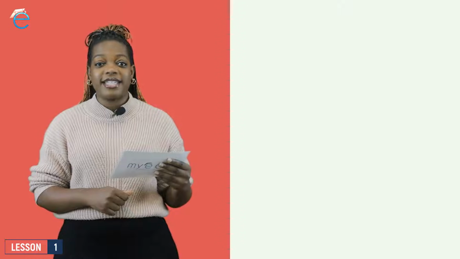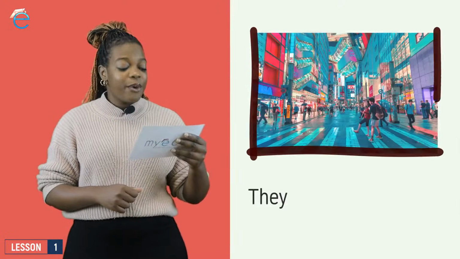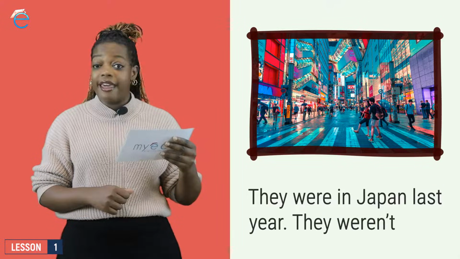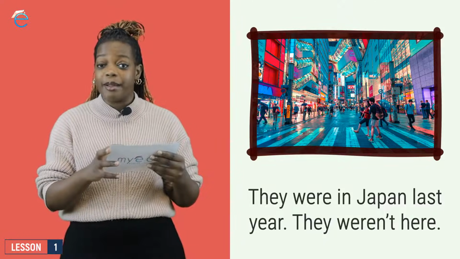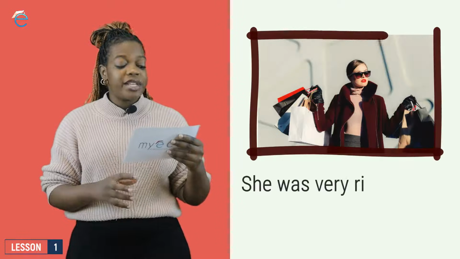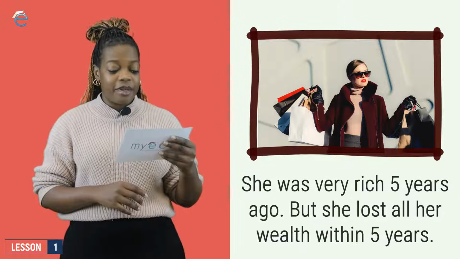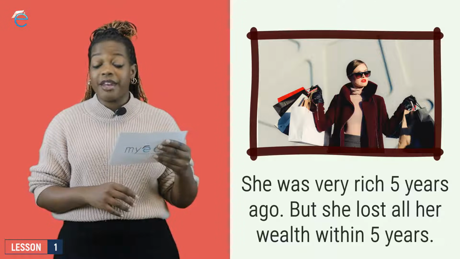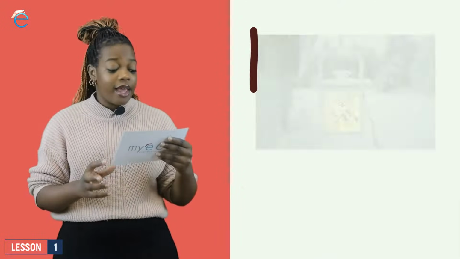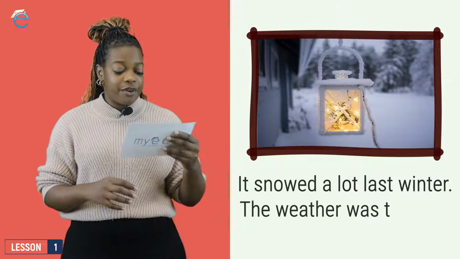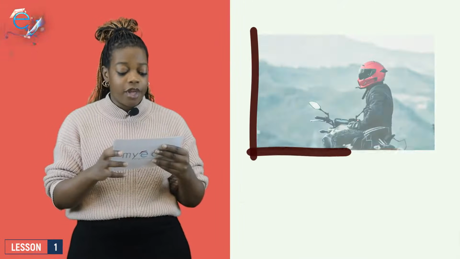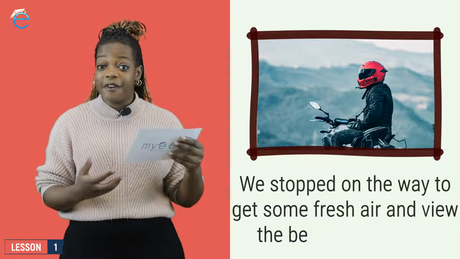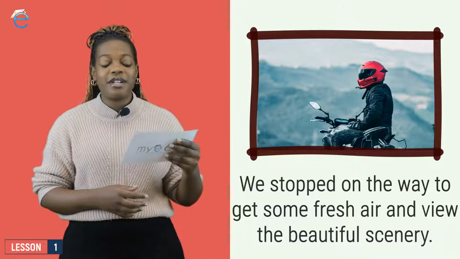Let's start off by looking at some examples of simple past tense sentences. They were in Japan last year. They weren't here. Was, were, remember, is be verb in the past tense. She was very rich 5 years ago, but she lost all her wealth within 5 years. It snowed a lot last winter. The weather was too cold for 4 months. We stopped on the way to get some fresh air and view the beautiful scenery.